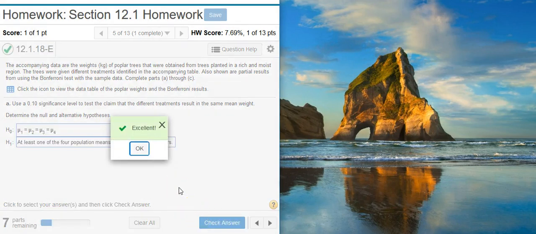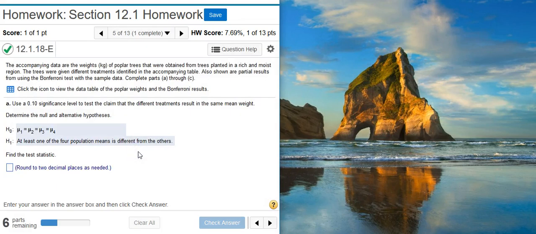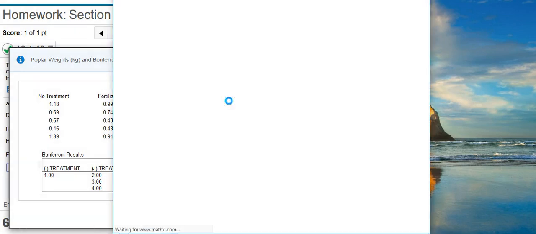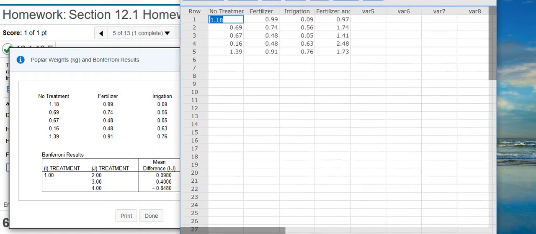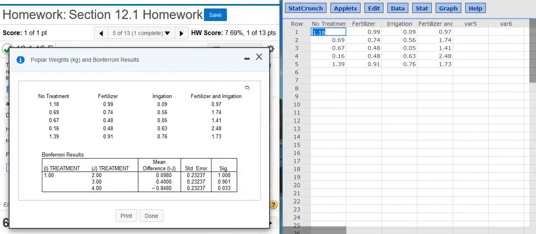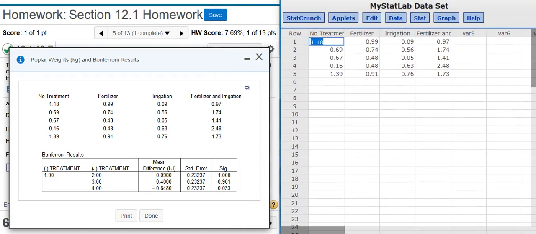I check my answer. Excellent! Now we're asked to find the test statistic. To do this, I'm going to load the data into StatCrunch so that StatCrunch can do the heavy lifting for me. So here I'm opening my data in a separate window in StatCrunch. I'm going to resize this window so we can see everything a little bit better.